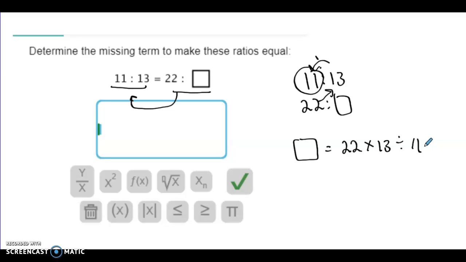22 times 13 divided by, I got a really huge number. 22 times 13 divided by 11 is 26, the missing value there. Okay, so I went way past my limit. I promised I was going to stop at 10.